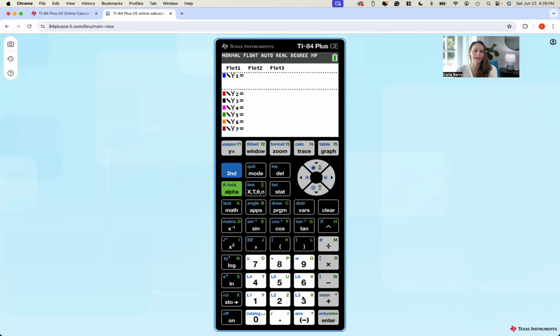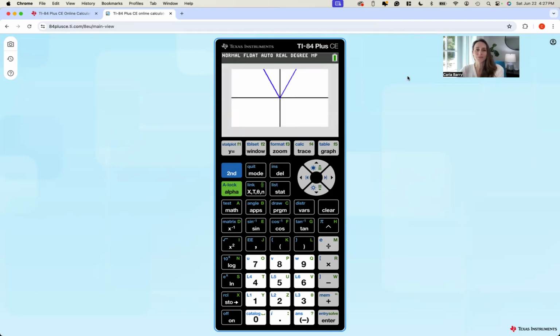So let's say I had to graph 3, math, go over to num, grab my absolute value bars, x plus 2 minus 5 will graph that absolute value function for me. So super useful to just know your calculator has absolute value in it.